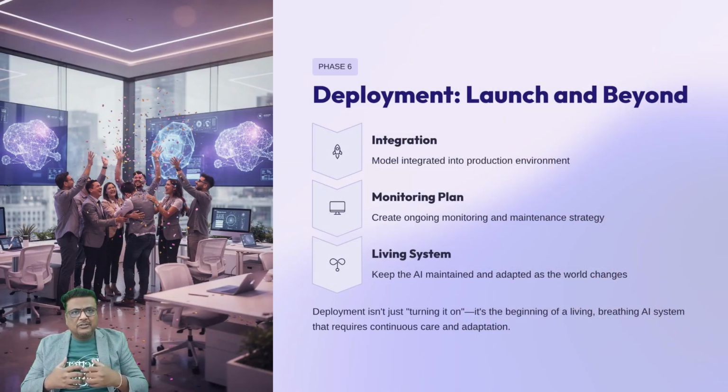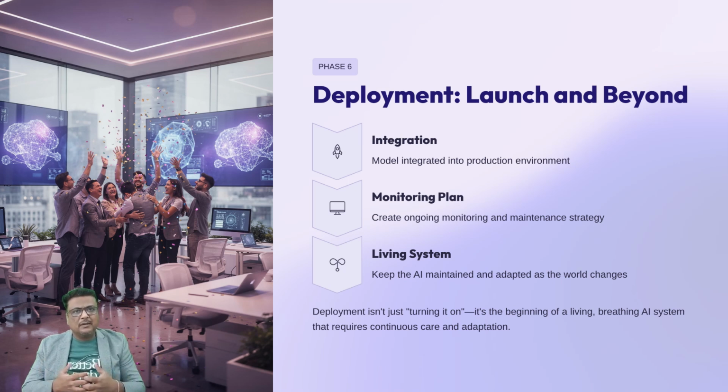Finally, we reach the finish line. Phase 6, deployment. Our official study guide defines this as the phase where the model is integrated into the production environment and a plan is created for its ongoing monitoring and maintenance. Think of this like the grand opening of your restaurant. The food is ready, the kitchen is clean, and the doors are open.